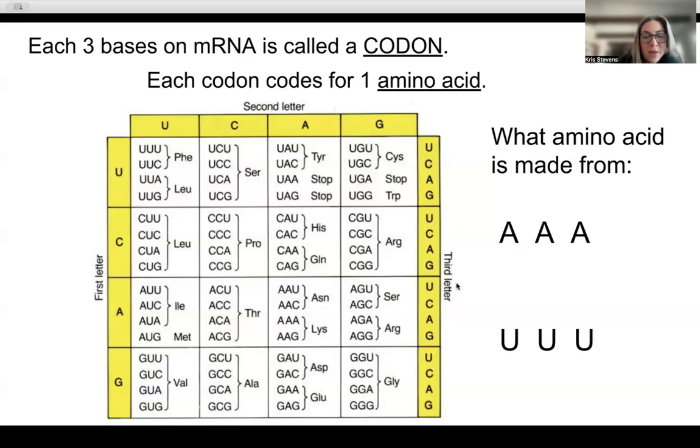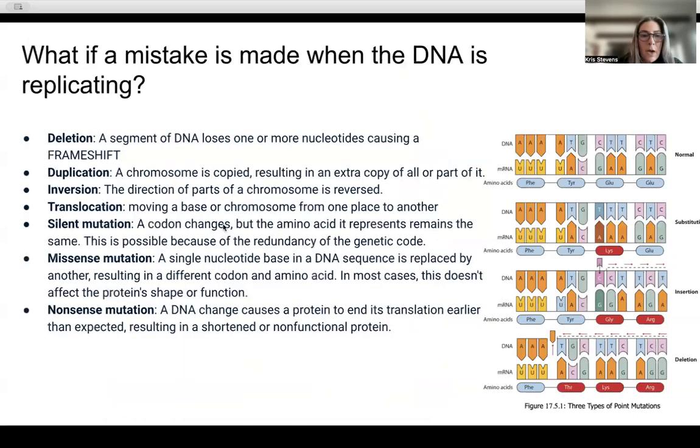All right, let's try another one. I want you to try CAG. CAG. All right, C is here. A puts it here. Are you following me? And then G puts it here. So, GLN. That's what it is right here. And this would be our answer. So yeah, CAG. There we go. All right.